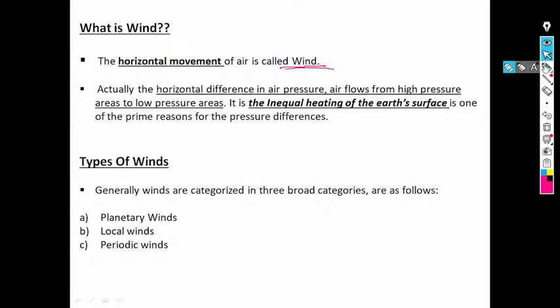It is actually the horizontal difference in the air pressure. Air pressure horizontal difference mainly. Here air flows from high pressure areas to low pressure areas.